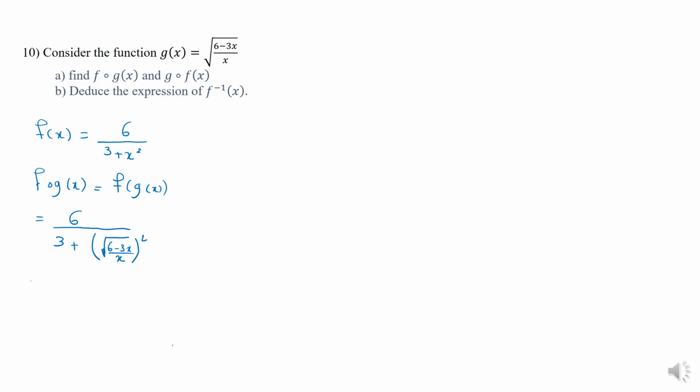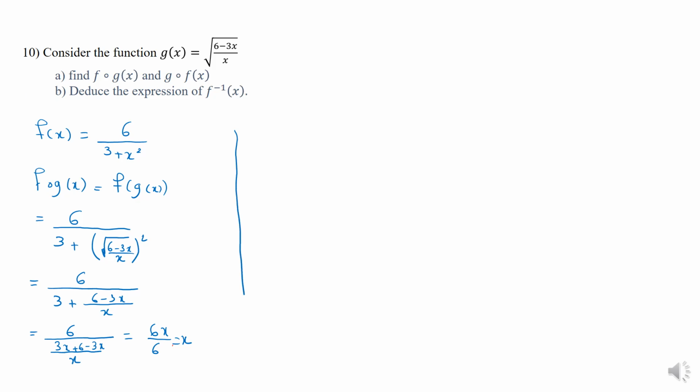power 2, which is 6 over 3 plus 6 minus 3x over x, that is 6 over x, over 3x plus 6 minus 3x, which is 6x over 6, it's equal to x.